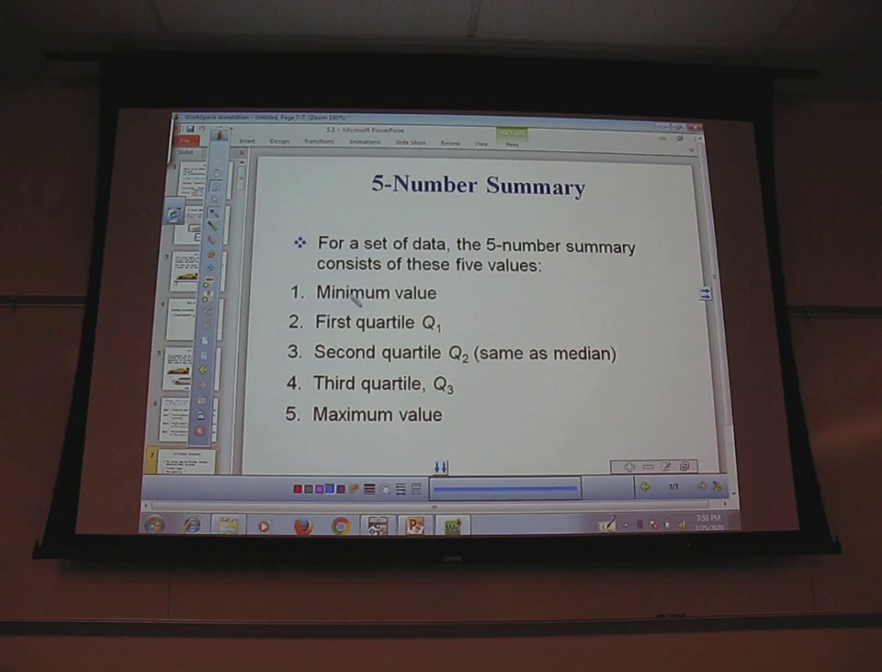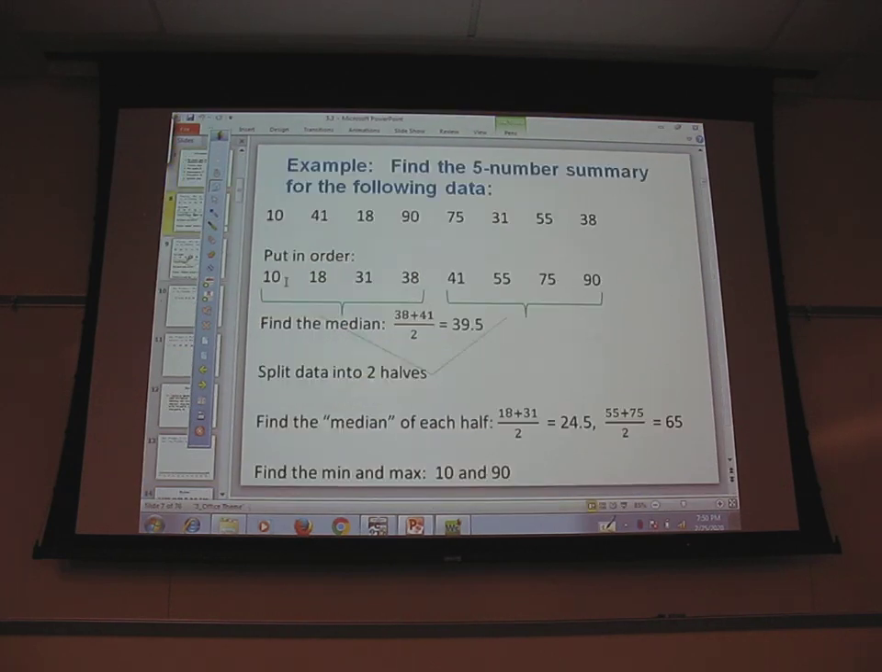So again, the 5-number summary is the min, Q1, Q2, Q3, and the max. Right, so those 5 items. Do you guys want me to do a quick sample of the 5-number summary?